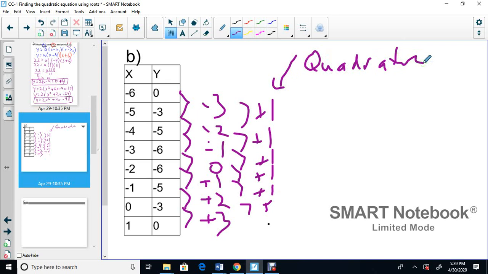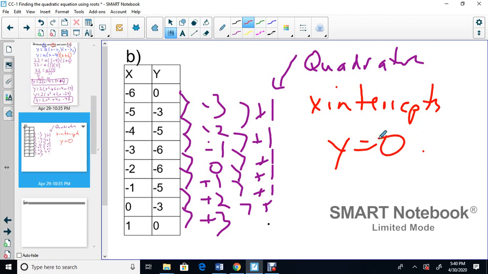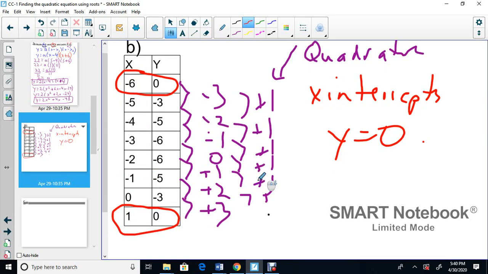Okay. Now, we need to get some information from this graph. I'm going to have to find the x-intercepts. Okay, so I'm looking for x-intercepts. It's when y equals 0. So I go down this graph here. Oh, y equals 0 here. There's one x-intercept right there. I keep going down, down, down. Oh, there's another one. There's my two x-intercepts, negative 6 and negative 1.